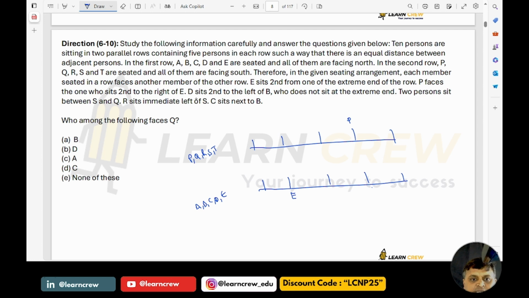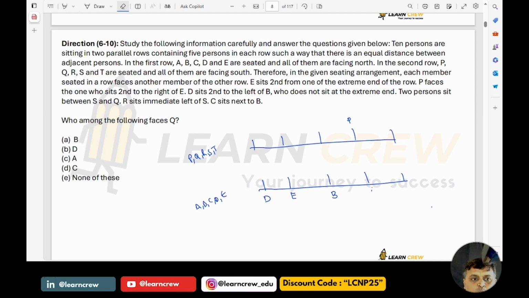Now next, D sits second to the left of B, who does not sit at an extreme end. So here B is not the extreme end, and it cannot be here, because if B is here, D has to be here. Definitely B has to be here, and this is D. Now B and D are also arranged.